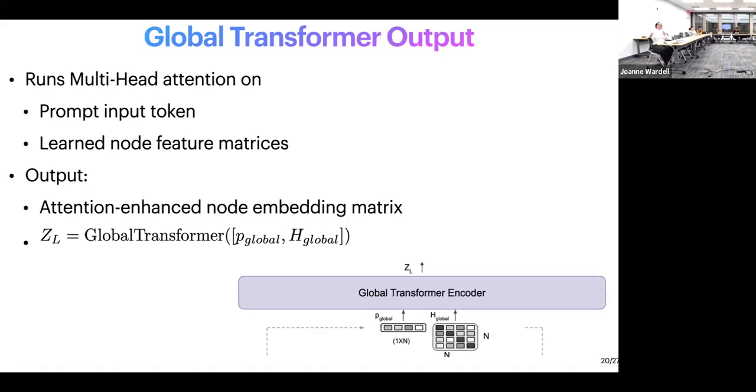So what is the output of this global transformer? This global transformer is also running multi-head attention on this prompt input token and on this massive learned node feature matrix, H global. And so the output is this attention-enhanced node embedding matrix, ZL. This information is essentially a combination of global connections across communities of the different ROIs. Also, at the same time, it is the attention-learned node embeddings for each one of the separate communities.